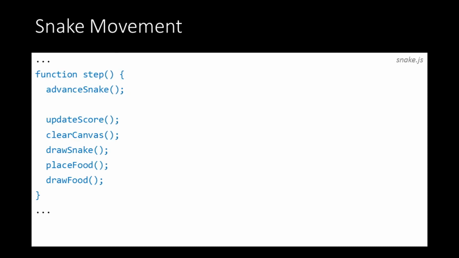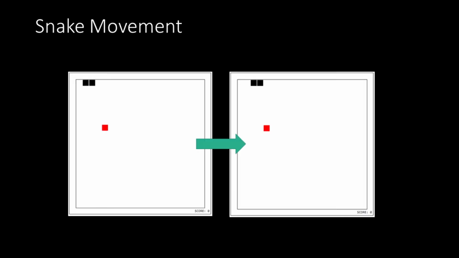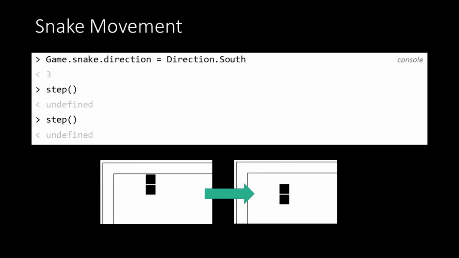Now each time the snake moves, a couple of functions will need to be executed. With the step function in place, we can initialize the snake with some blocks and then call the step function. Each time the step function is called, you should see the snake move. You can change the direction property's value to another direction and then call the step function again. This should make the snake change direction.